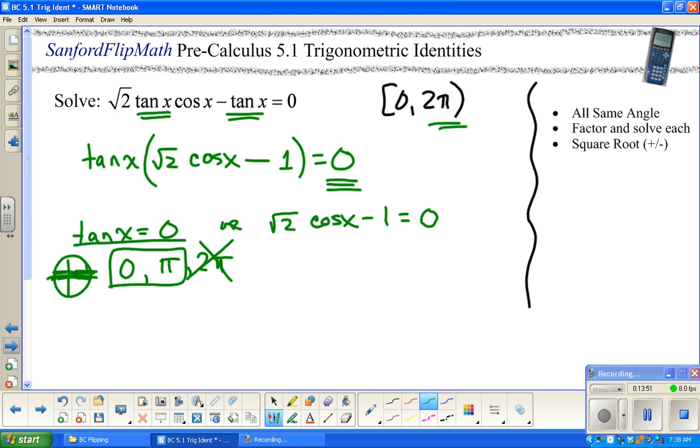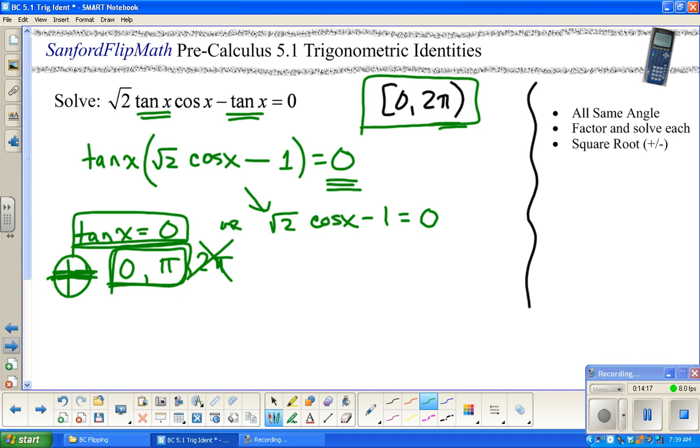Now, if you recall, when we were doing this back in, excuse me, in chapter 4, usually if we were going all the way around the unit circle, or all the way around from 0 to 360 or 0 to 2 pi, there were usually two solutions. Well, that's going to be the case again. It's just usually there are two solutions for each factor. So this factor has two solutions. This factor probably has two solutions also.